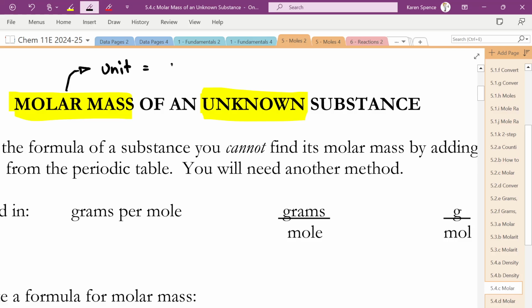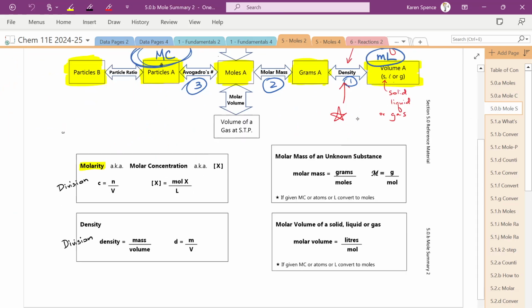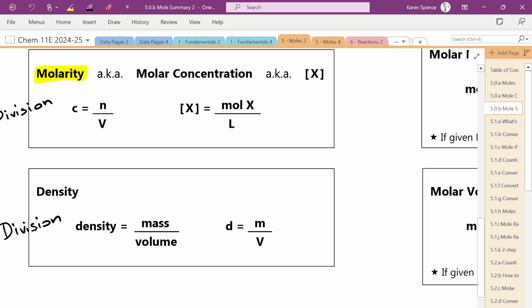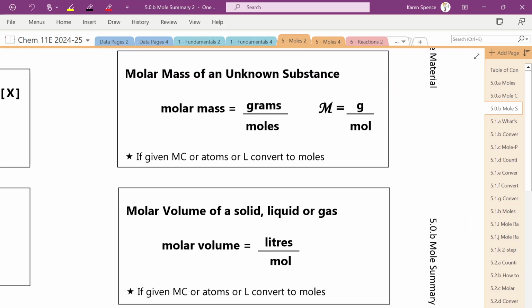The unit is grams per mole, yes? And that means if you know the grams and if you know the moles, what could you do? You could find the molar mass, yes? And this is another one if you've got your yellow sheet kicking around. Do you remember? Molarity is a division. Density is a division. If you're finding molar mass of an unknown substance, that is also a division.